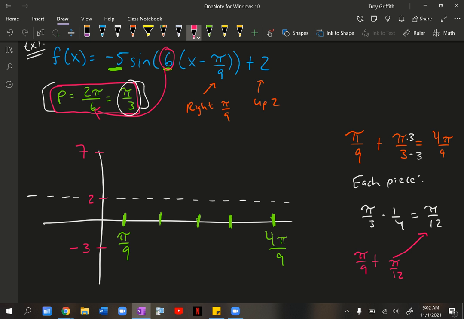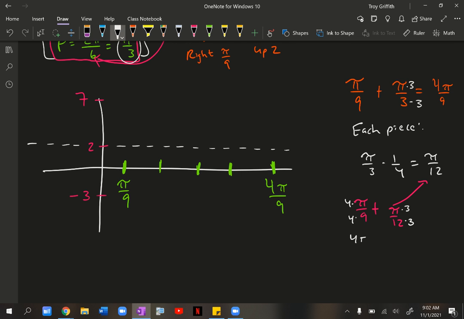Now, as I mentioned a second ago, I made this one tricky on purpose. The common denominator between 9 and 12 is 36. So I'm going to make this one 4 pi over 36. And then this one's going to be 3 pi over 36. So this is 4 pi over 36 plus 3 pi over 36. The very next piece of this period has to be at 7 pi over 36.